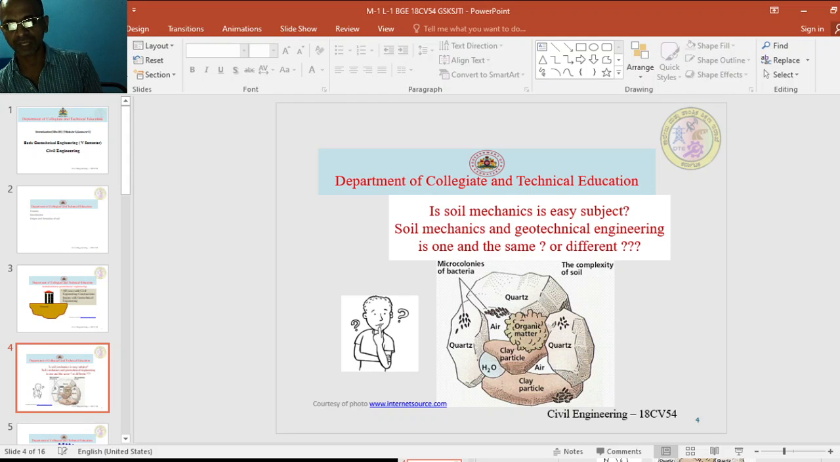Soil mechanics is a part of geotechnical engineering. Therefore soil mechanics and geotechnical engineering are not one and the same. Geotechnical engineering is a combination of soil mechanics knowledge and rock mechanics knowledge, whereas soil mechanics purely deals with the behavior of soil. So students, have you understood?